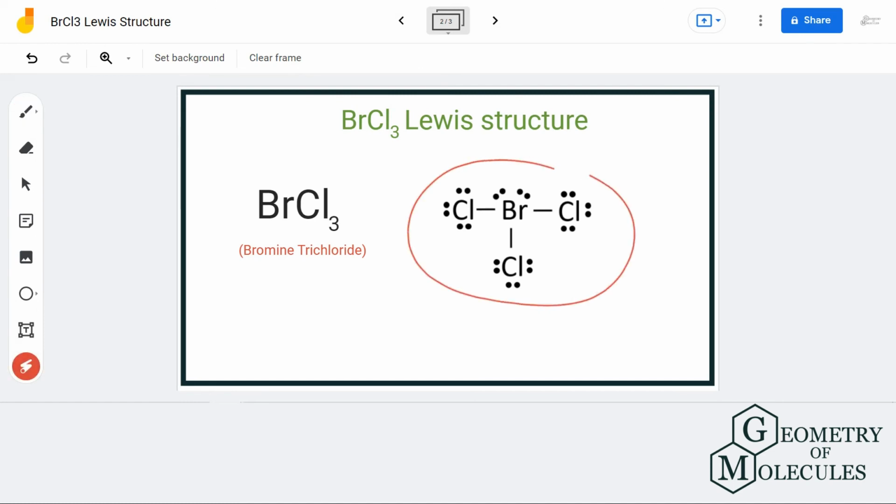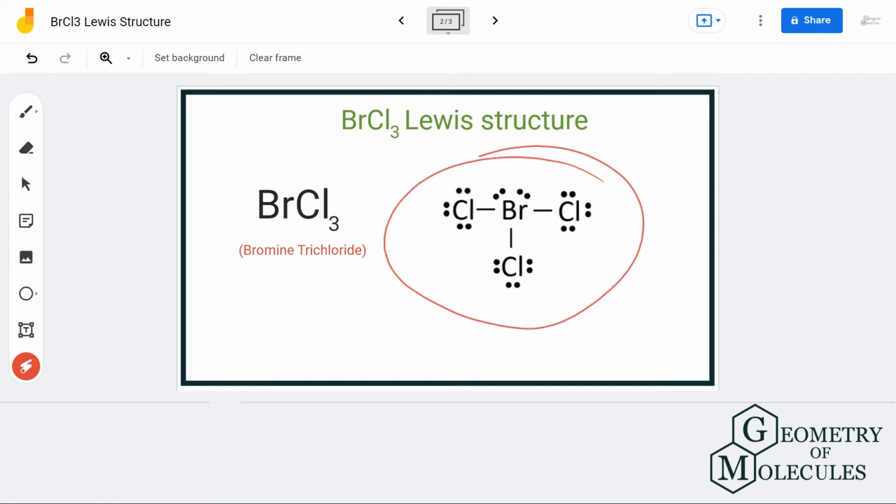You can also check out the exceptions to the octet rule on the net, and you will come across the elements that can have expanded octets, and bromine is one of those. So I hope this video helps you with the BrCl3 Lewis structure.